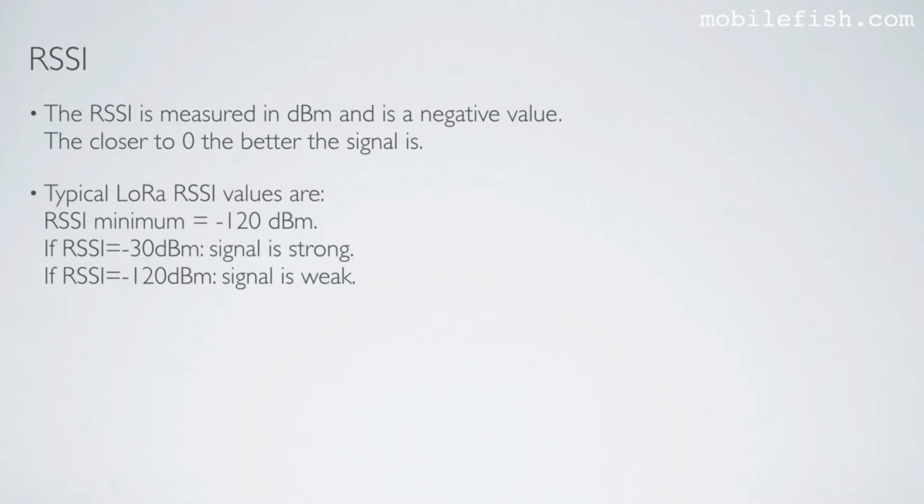Typical LoRa RSSI values are: the minimum RSSI value is minus 120 dBm. If the RSSI value is minus 30 dBm, the signal is strong. And if the RSSI value is minus 120 dBm, the signal is weak.